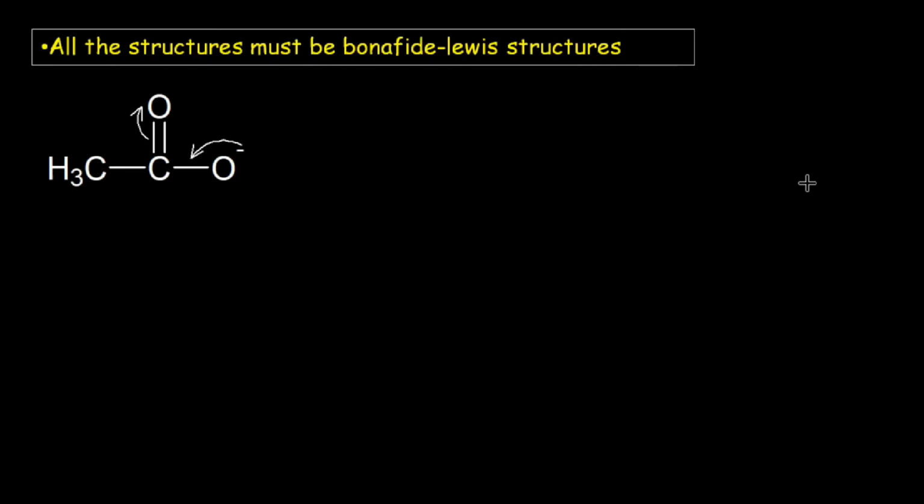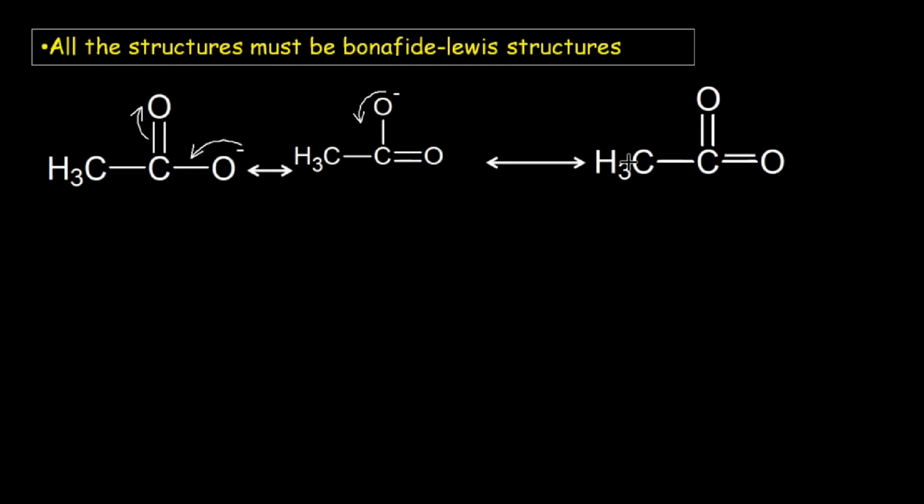Let's consider the example of acetate ion. This negative charge shifts between carbon and oxygen and this pi bond breaks off, resulting in this structure. Both these structures are canonical forms. If this negative charge shifts between carbon and oxygen and this pi bond does not break, giving 5 bonds of carbon, this would not be the canonical form because here the bonding of carbon is not justified, and it is one of the rules that all the bonds must be justified. All the structures must be bona fide Lewis structures. So structure number 3 is not the canonical form. And acetate ion has 2 resonating structures.